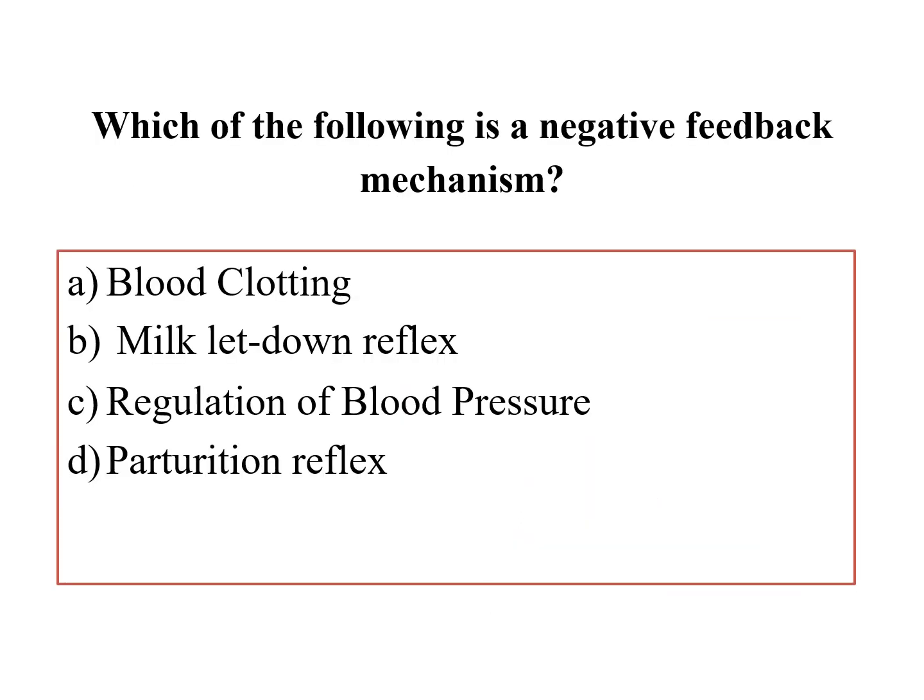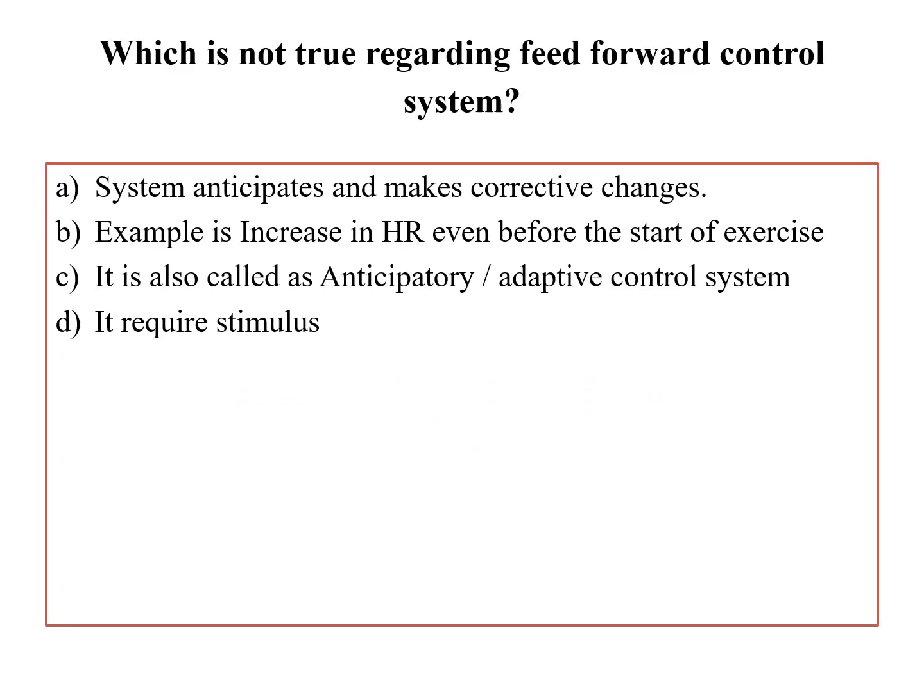So we'll end with the MCQs. Which of the following is a negative feedback mechanism? Blood clotting, milk letdown reflex, regulation of blood pressure, parturition reflex. So which will be the answer? You know, regulation of blood pressure, we told. Baroreceptor reflex, that is the example for negative feedback mechanism. All the other things, blood clotting, milk letdown reflex, parturition reflex, are examples of positive feedback mechanism.